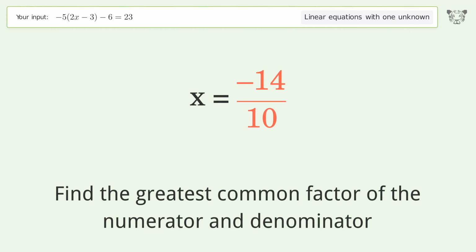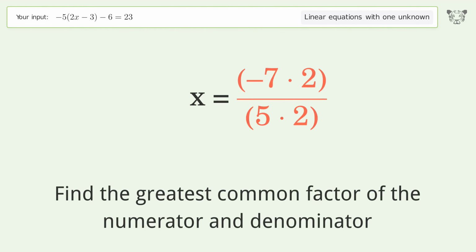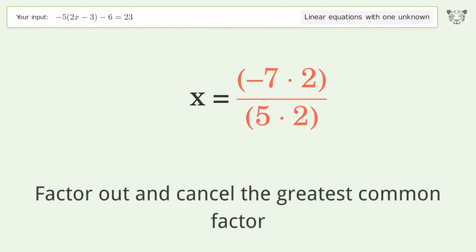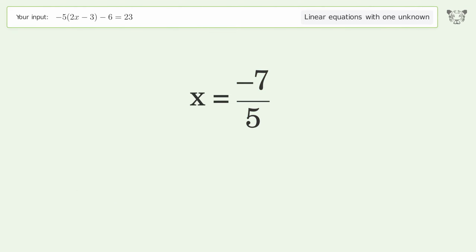Find the greatest common factor of the numerator and denominator. Factor out and cancel the greatest common factor. And so the final result is x equals -7/5.